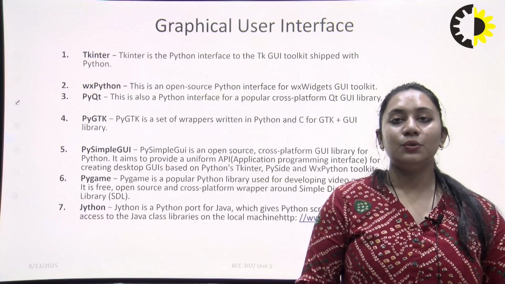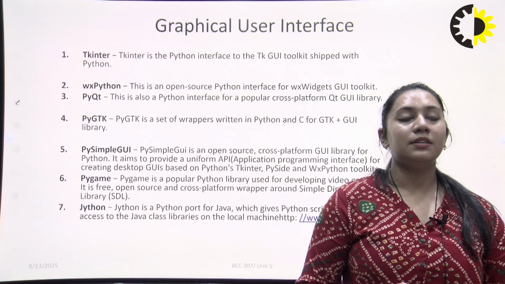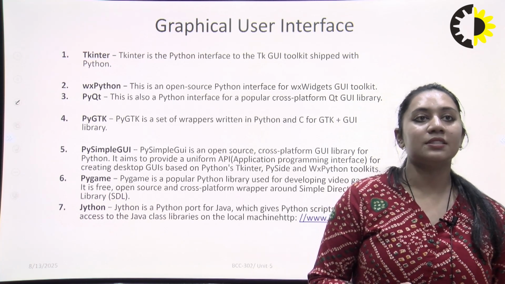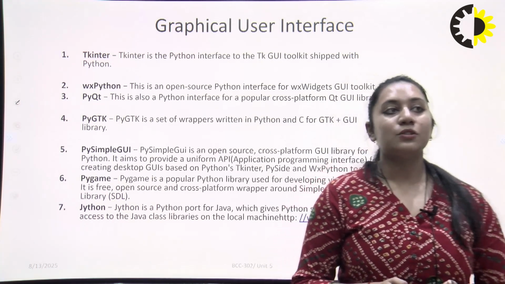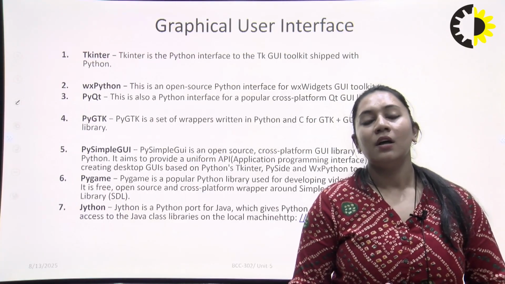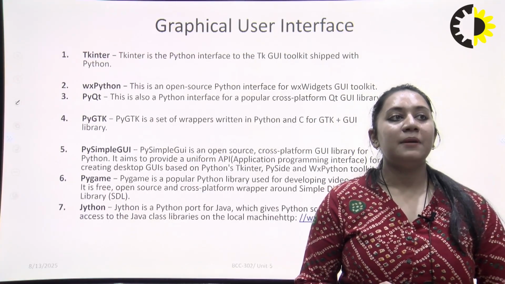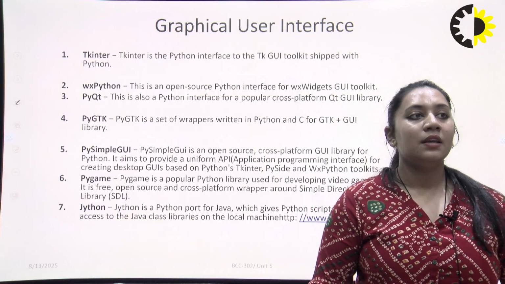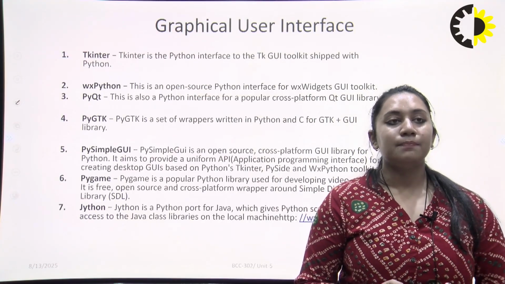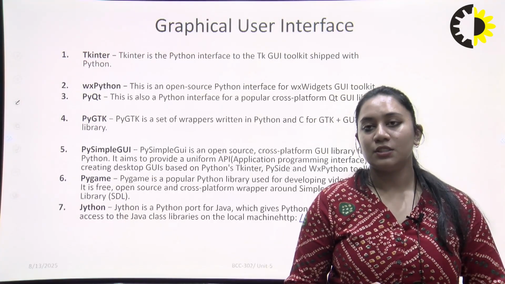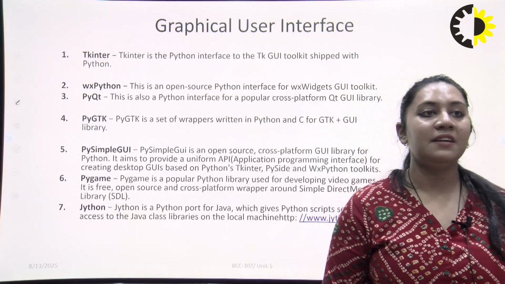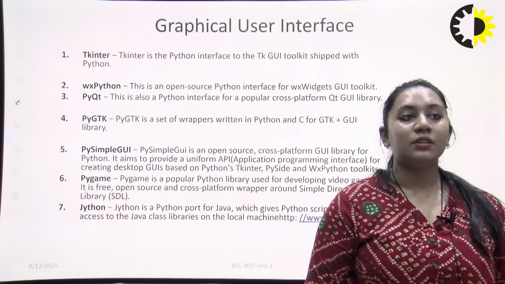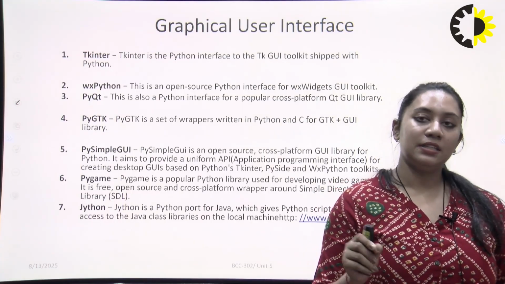Next are the GUI Python programming interfaces. Number one is tkinter, which is used for the Python shipped interface. wx is used for widgets. Open source PyQt is used as a cross-platform library. PyGTK is a kind of wrapper used in Python for the GUI library. PySimpleGUI is a platform used for the API, Pygame is used for video games, and Jython is used for the Python port in Java, right?